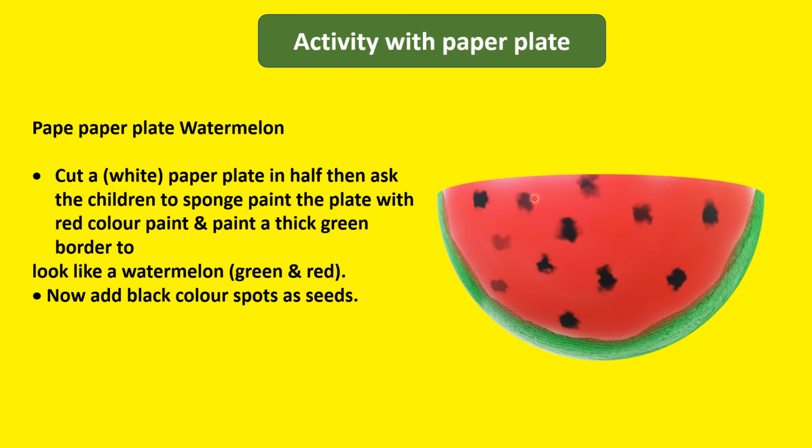So how can they do it? Here we have the activity for the watermelon. You can make this either with a paper plate or any white sheet also will do. For this, cut it into a semicircle shape and then tell the kids to color it with red color and the outside with green color. And then inside again they can do either thumb printing or finger painting for the seeds.